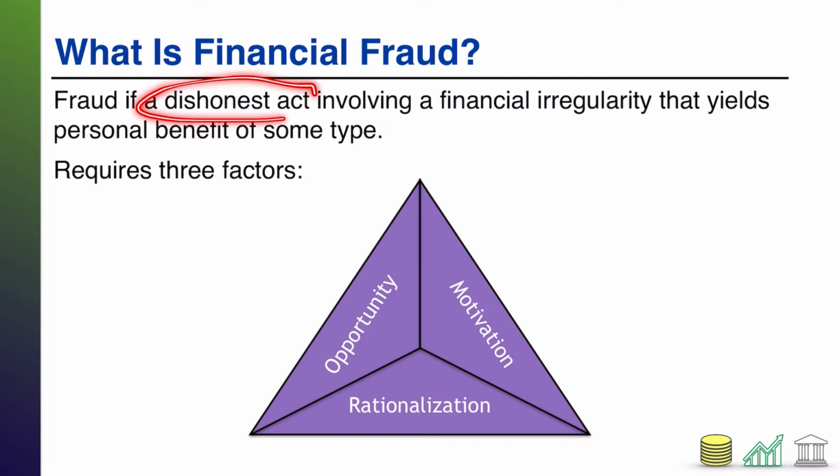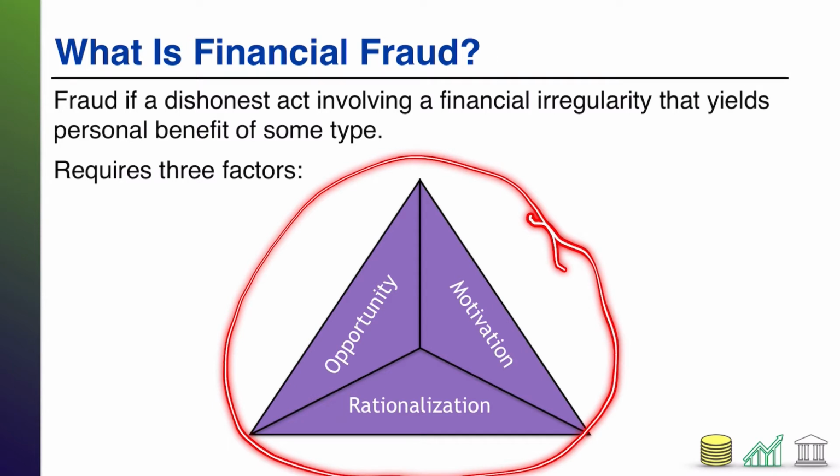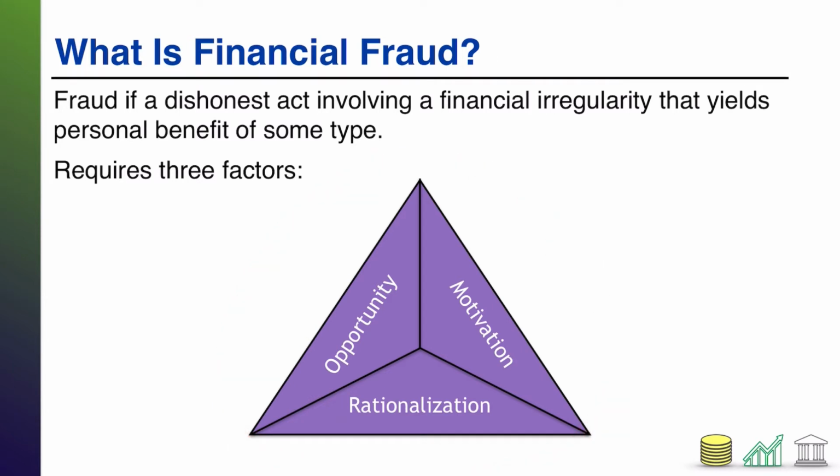So basically, by nature, you have to be lying. You're lying about financials, so you're misstating them from what they should be, and you're doing it in order to receive some sort of benefit. Visually, you tend to see fraud described in what you see here. This is known as a fraud triangle, and this represents the three factors that are required for a financial fraud to take place. It starts on the right with motivation.